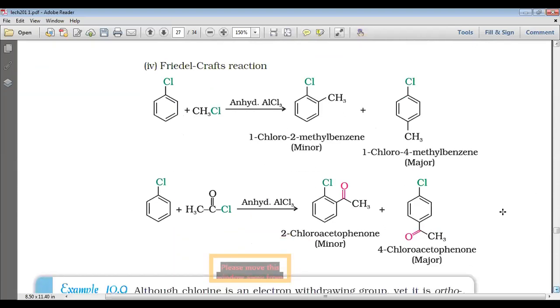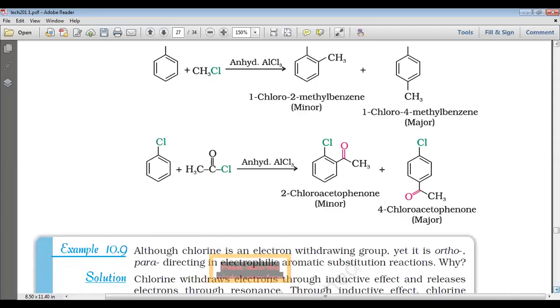In the same way we can do the Friedel-Crafts reactions also. Friedel-Crafts alkylation is done in the presence of CH3Cl and anhydrous AlCl3. Friedel-Crafts acylation is done in the presence of CH3COCl and anhydrous AlCl3. When we do the Friedel-Crafts alkylation, we get 1-chloro-2-methylbenzene, or we can say ortho-chlorotoluene, and para-chlorotoluene, 1-chloro-4-methylbenzene. Para-chlorotoluene is the major product because of steric hindrance.